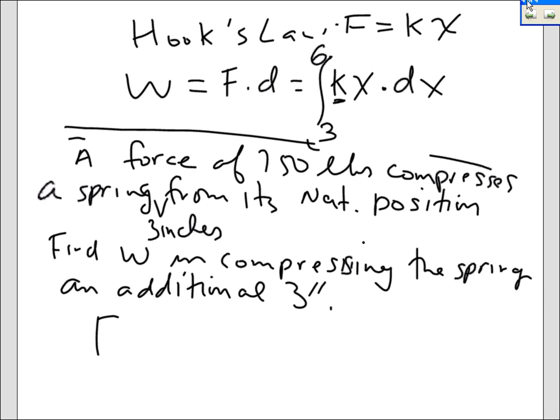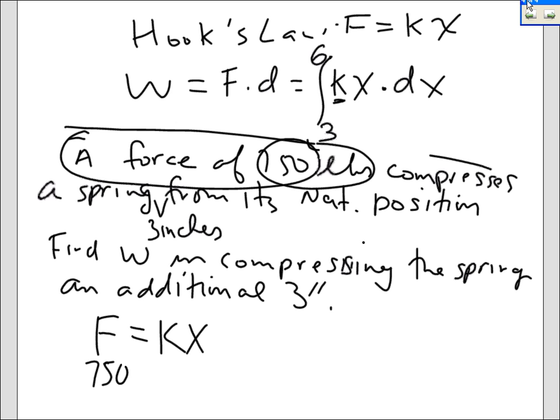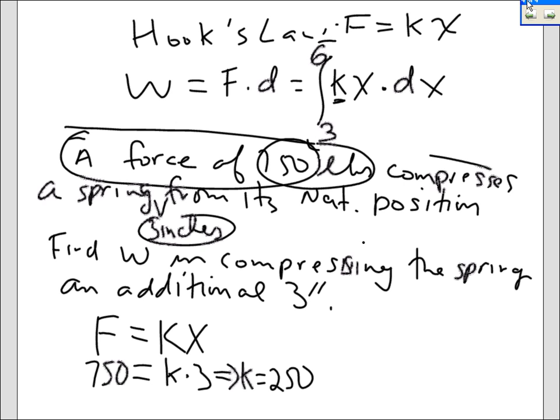We know Hooke's law says that F is K times X. The force is 750 pounds, and it equals K times some distance. Well, the force of 750 pounds compresses the spring 3 inches. So 750 equals K times 3. Well, I know 25 times 3 is 75, so just add a 0. K is 250. This implies K is 250. So now I can do this integral.